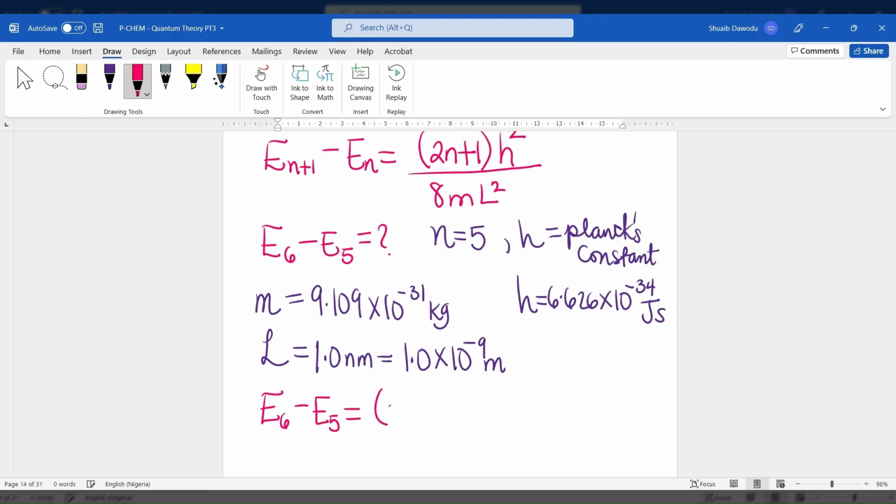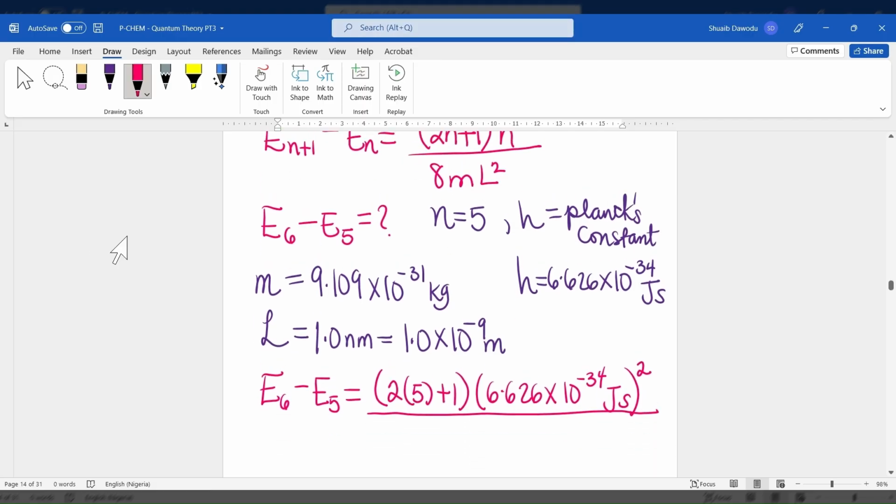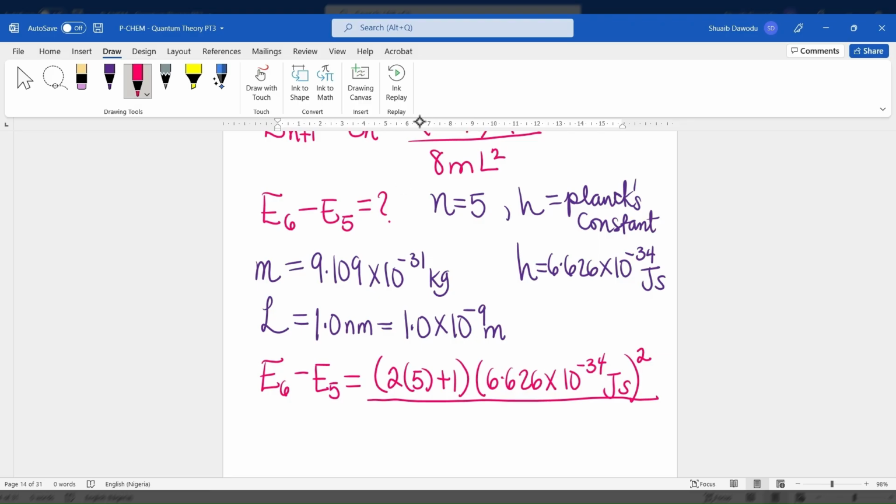That's just simply 2 times 5 plus 1, multiplied by h squared, which is just simply 6.626 times 10 raised to the power of negative 34 joule seconds all squared, because we're substituting the value for h. So we have successfully substituted the information in the numerator. So this one divided by what is in the denominator.